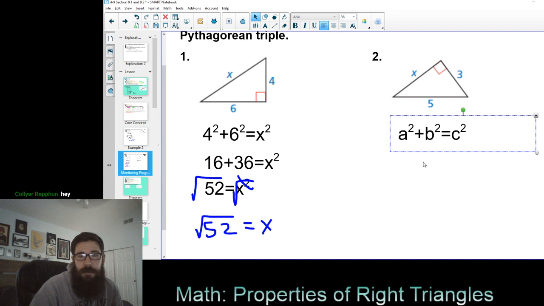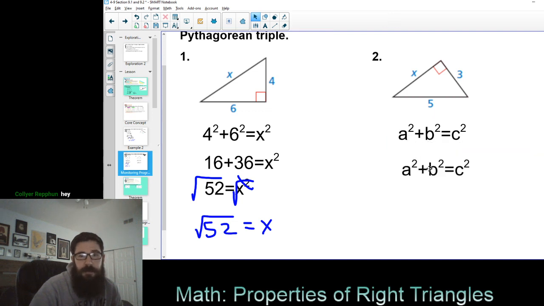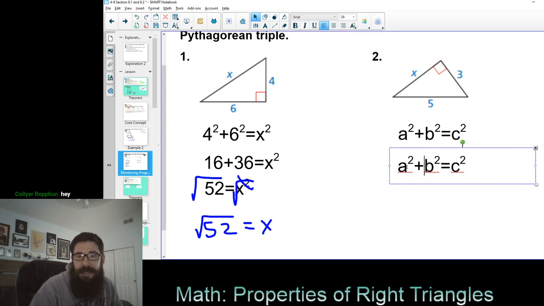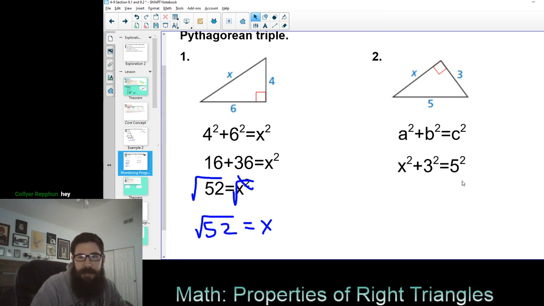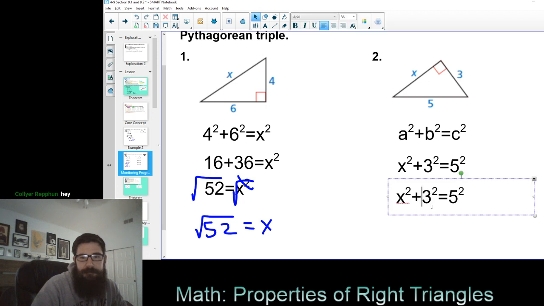If we do this next one here, number 2 under the monitoring progress, I notice that my unknown is one of my legs. This time I'll make it a instead. I'm going to change my b value to 3 and c to 5. I'm already thinking, since this is a leg, my answer should be something smaller than 5. If I clean this whole thing up, 3 squared is going to give me 9.